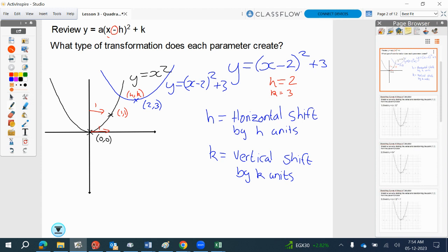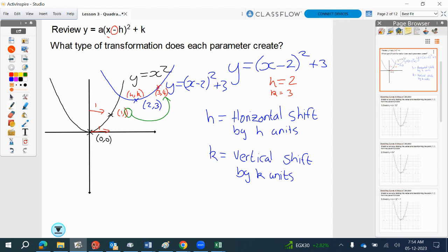So we are going to get a horizontal shift right by 2 units and a vertical shift up by 3 units. The characteristic point 1, 1 needs to be 1 across from 2, so it's going to be at 3. And it's being moved up 3 units. So it's going to go up from 1 to 4. Notice how it's gone up from 1 to 4, up 3 units.